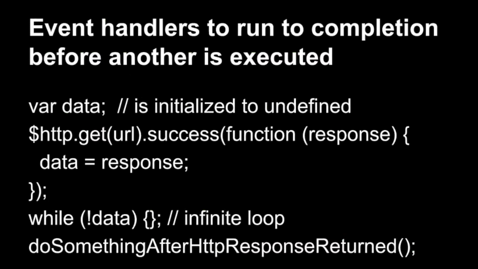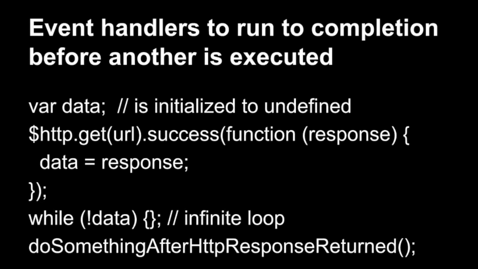Also, the processing of one event is guaranteed to complete before the processing for the next event begins. So, for example, here we have a variable called data that we're going to assign as the result of a callback to getting this URL. And then while not data, we just loop, because the idea here is maybe we're trying to wait until the HTTP request is completed before we move on. But it turns out that this is an infinite loop.